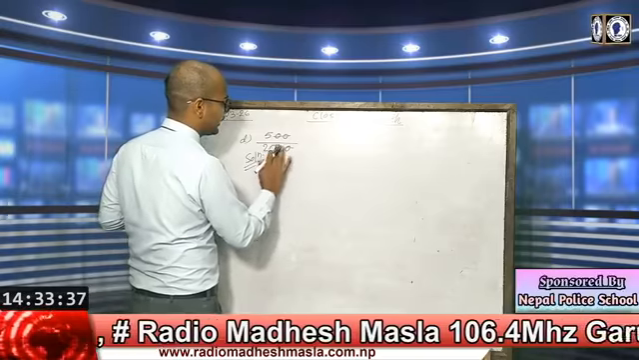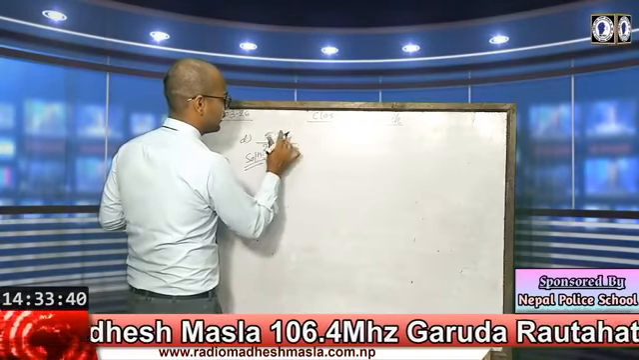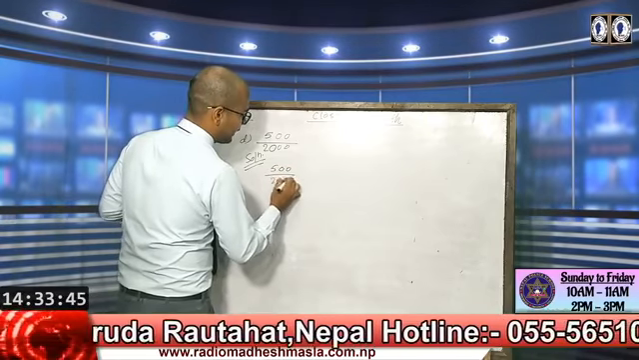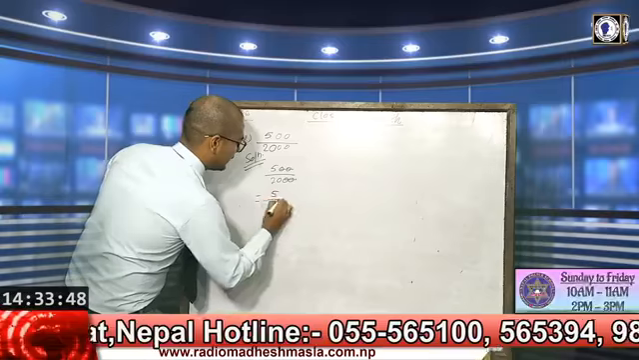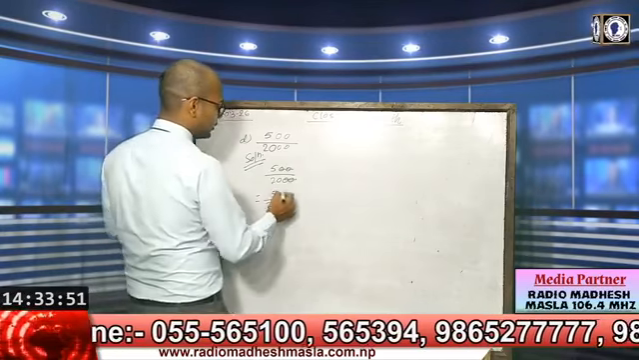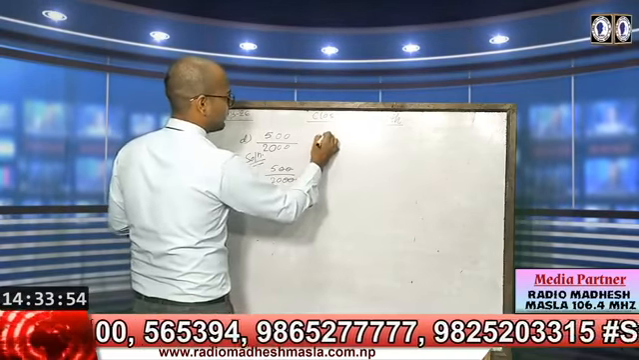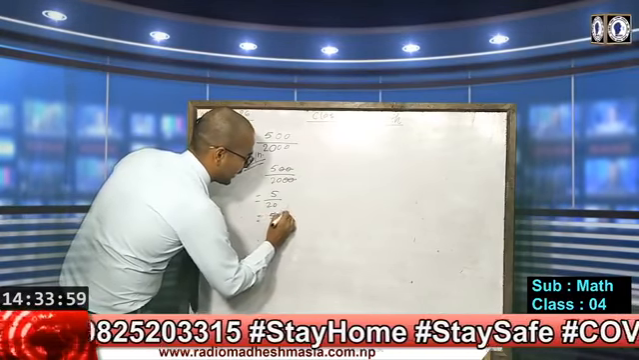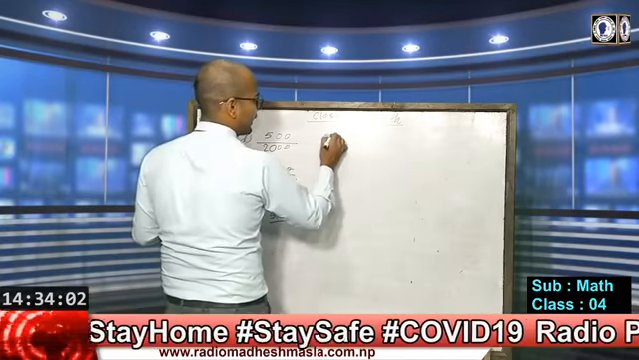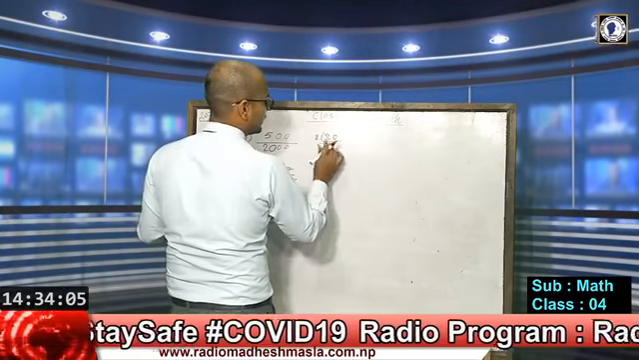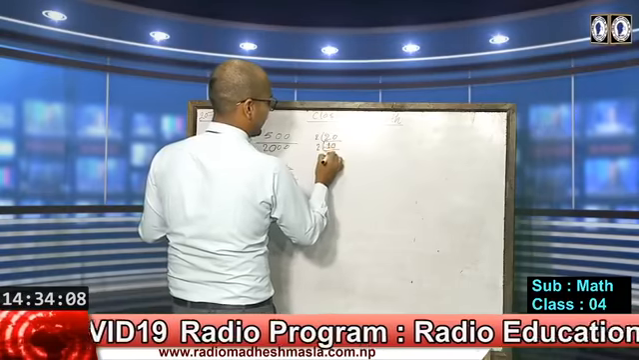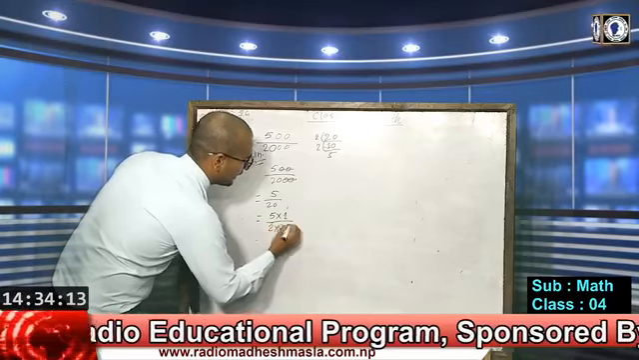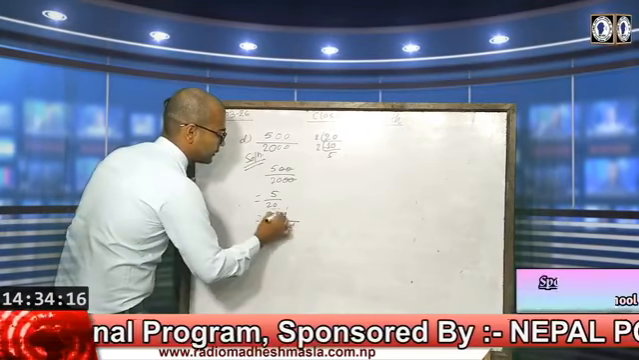Then we have 5 by 20. Then again we should find their factors. 5 is already a prime number, so we can write 5 into 1. Then for 20 we can write 2 tens are 20, then 2 fives are 10. So in the place of 20 we can write 2 into 2 into 5. And then we should cancel the same number, that means 5 cancels 5.